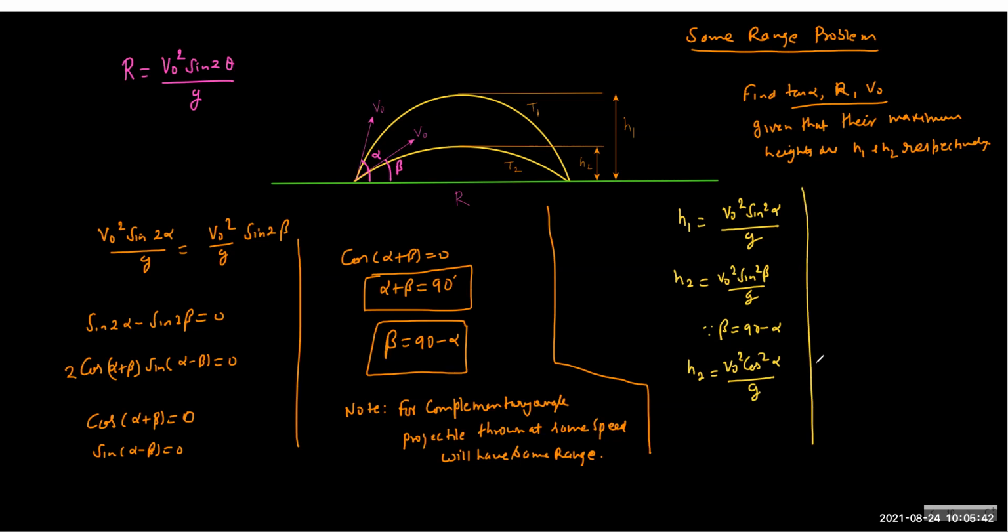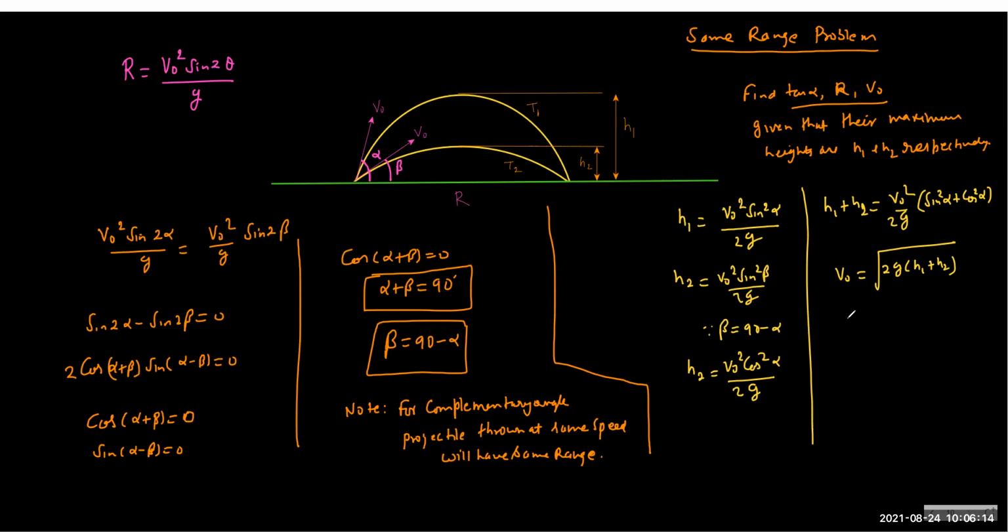And therefore, to find V naught, we can directly add H1 and H2. The moment you add, sin square and cos square will vanish. That's the trick. Both become 1. So we got V naught equals under root 2g times h1 plus h2. Now see how easy it is.